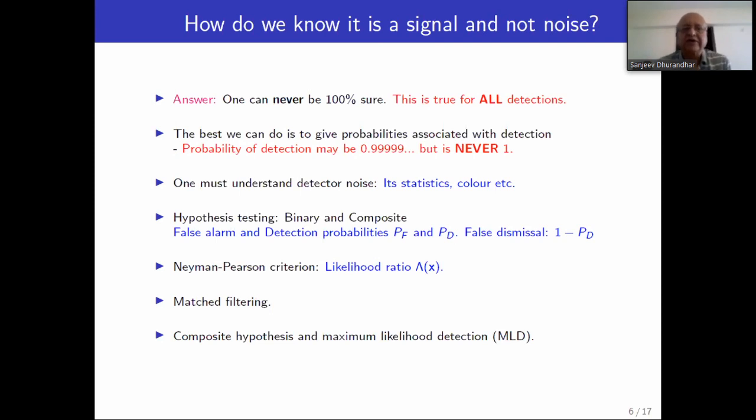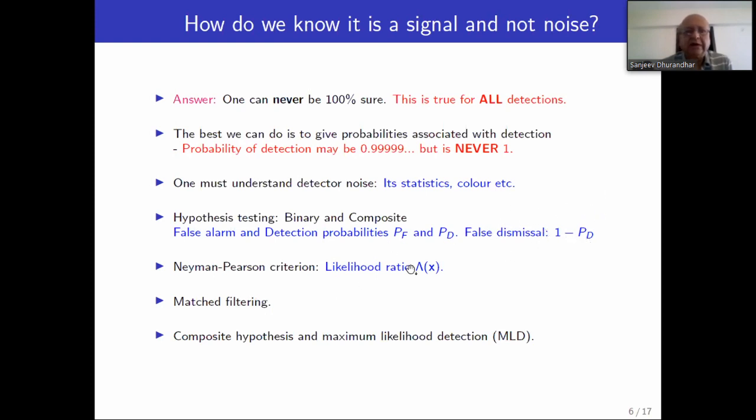And that's really our situation, where we have a family of signals. The signal could be any one of that family, or the signal may not be there. So you have a composite hypothesis. H0, as we call, is that there is no signal. H1 is that there is a signal, but it belongs to that particular family. So it's one among the family. And since you can't say that the probability is one, you can define things called false alarm and detection probabilities, or false dismissal probability.